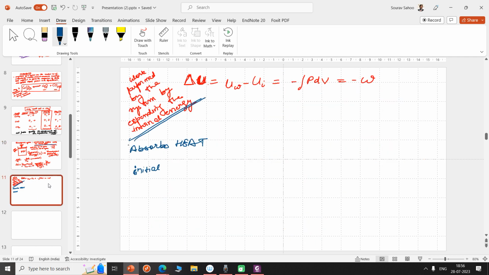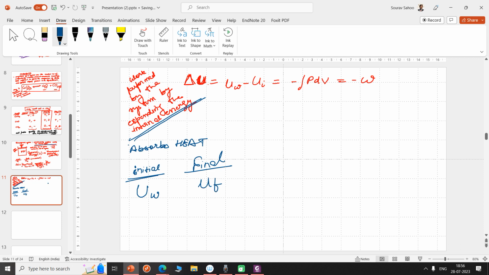Ultimately we'll see that energy is a state variable, so it's path independent. It doesn't depend on whether we do the work first or absorb the energy first. In this case we are assuming that first it has done the work and then it's absorbing the energy. The initial state will be UW, because the final state for this part will be the initial state for this part, and U final, let's say, will be UF.